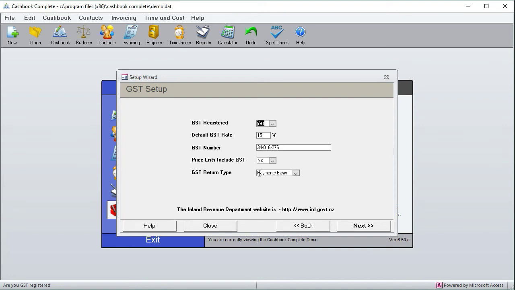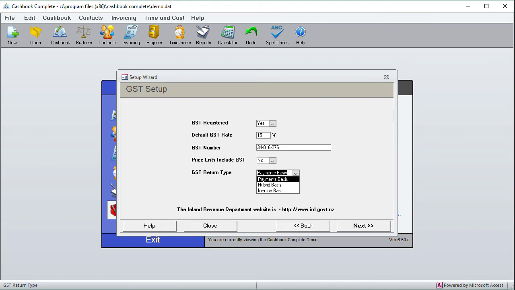In this video tutorial we're going to be going through how to calculate your GST for your GST return. The first thing is that there are three different types of GST return: payments basis, hybrid basis, and invoice basis. Now, 99% of people use payments basis that use the cash book that I can see anyway, because it's the simplest of the three.